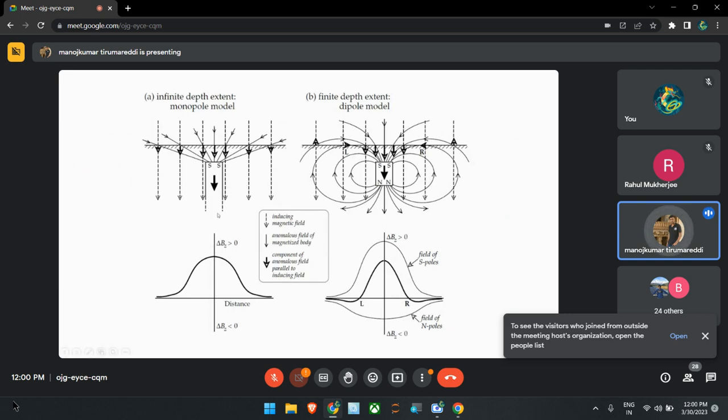Earlier we only discussed dikes which have infinite depth extension. What if the dike has limited depth extension, like 3D bodies? If it is infinite depth extension, we don't get the north pole effect. Only the south pole is here, so we only get the positive. But if the north pole is present at a shallow depth, it will create a negative effect. This is the south pole, the top one.